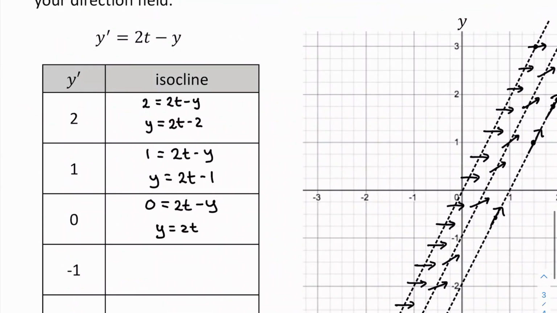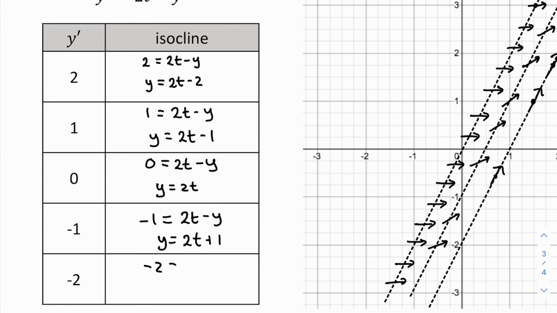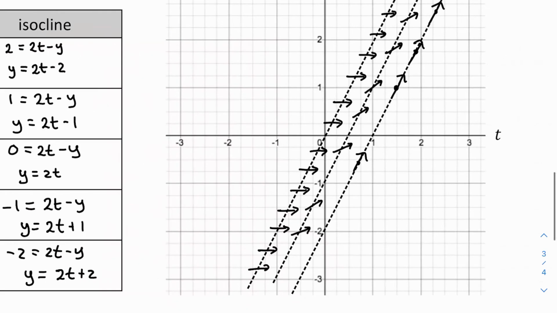Now the next isocline, let y prime be -1. -1 is equal to 2t minus y. Add the y, add the 1, so y is equal to 2t plus 1. Let's just do this last one here really quickly too. -2 is equal to 2t minus y. Add the y, add the 2. So here's 2 more isoclines.